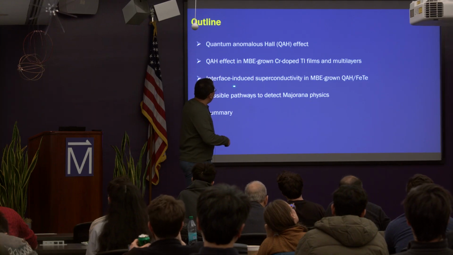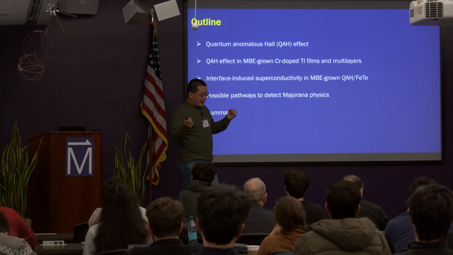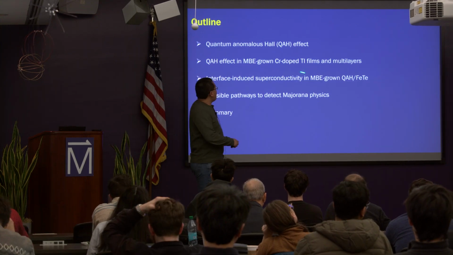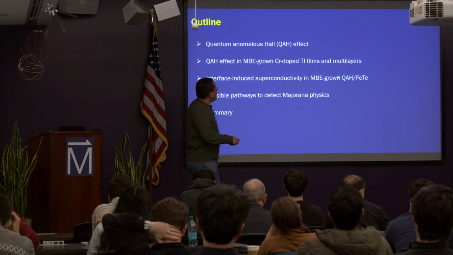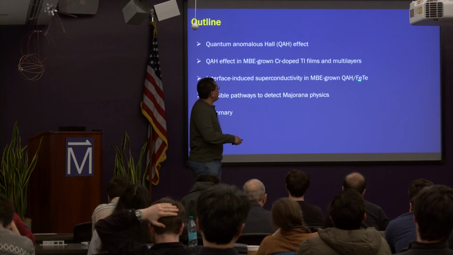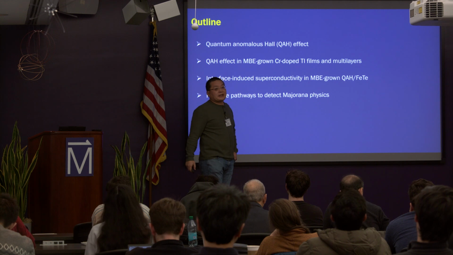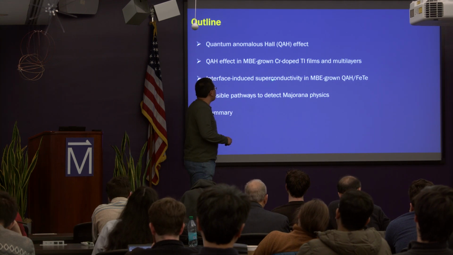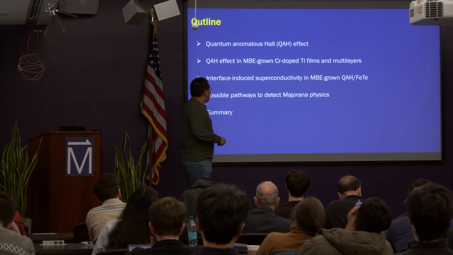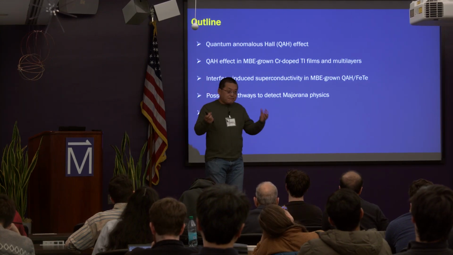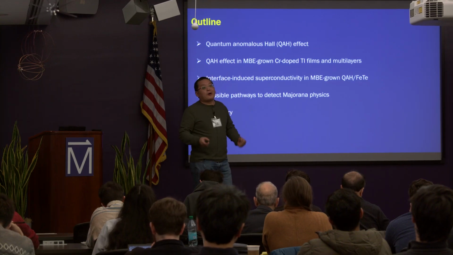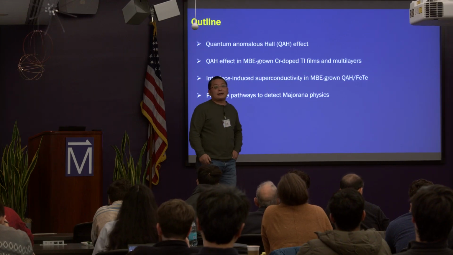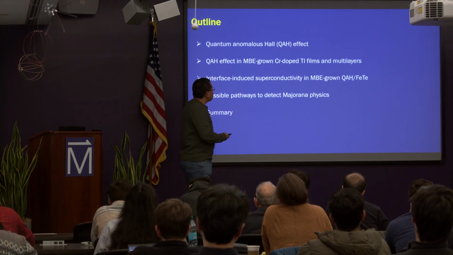In the second half of my talk, I will focus on the motivation of realizing Majorana physics in a solid state system. We try to use MBE to grow quantum anomalous Hall and superconductor heterostructures. Both are non-superconducting materials, but if we stack them together, we could realize interface-induced superconductivity. At the end of my talk, I will briefly introduce how to detect the Majorana physics in these quantum anomalous Hall and superconductor heterostructures.